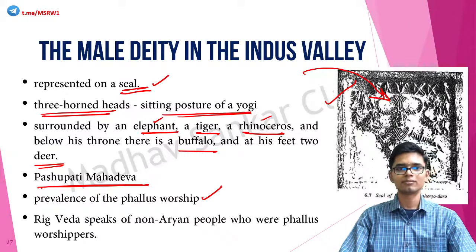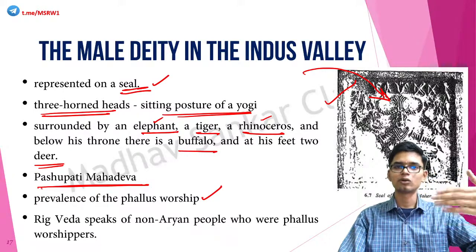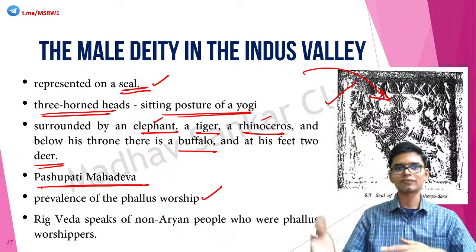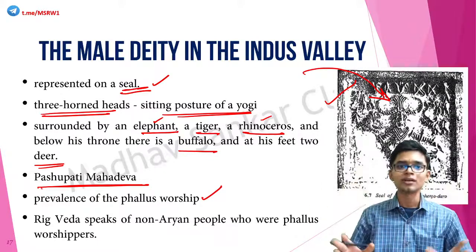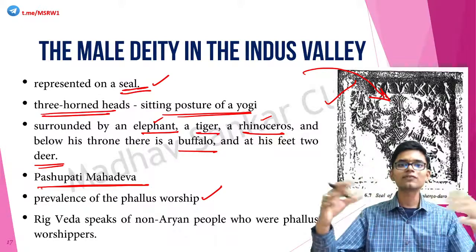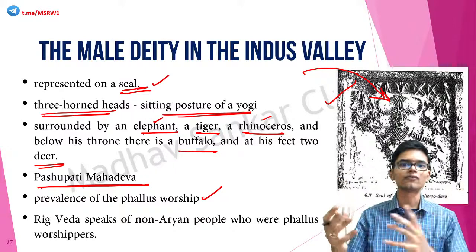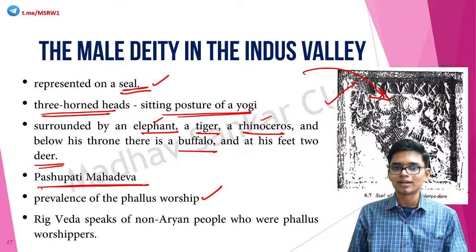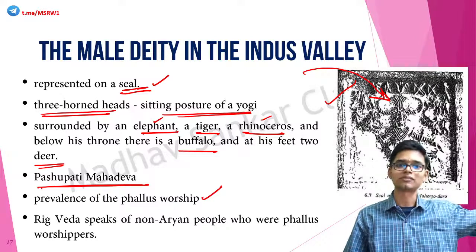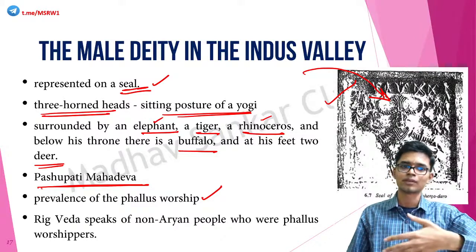Even now, we pray to Lord Shiva. When we pray to Lord Shiva, we pray to Shiva in various forms. We have the human figure of Shiva, and we also pray to the Shivalinga form. That Shivalinga is actually a phallus model of Lord Shiva. Clear? So phallus worship has been in practice since those times, which is continued even now.